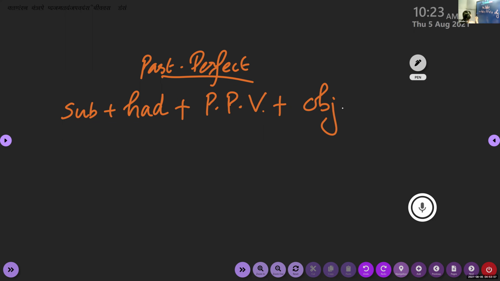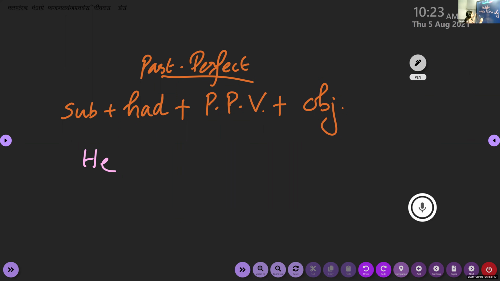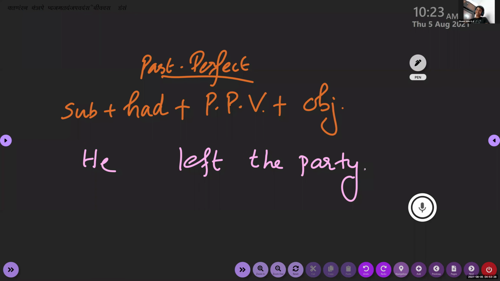Okay, fine. So now you tell me one example. She left the party. You said he left, right? So I'm going to write that by mistake. Look at here, you missed one word, right? Yes, ma'am. He had left the party. Now your finite verb sentence is correct.